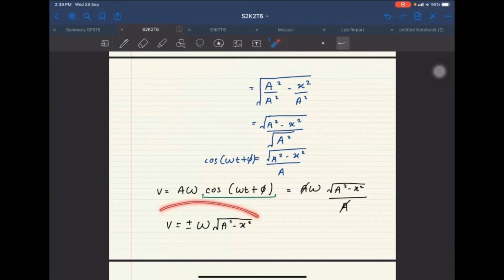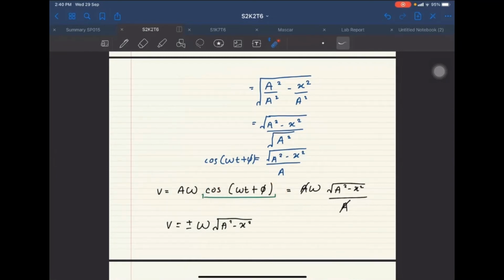And this one is valid. Tak kisahlah dia asalnya daripada cos ke, daripada sine ke, daripada negative cos, negative sine. This equation will always be valid untuk simple harmonic motion. Okay, tapi yang ni you have to be careful a little bit. Okay, sebab apa? Sebab kalau dia asalnya cos, dekat sini dia akan jadi negative sine.